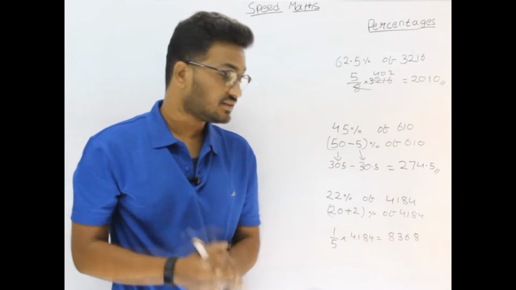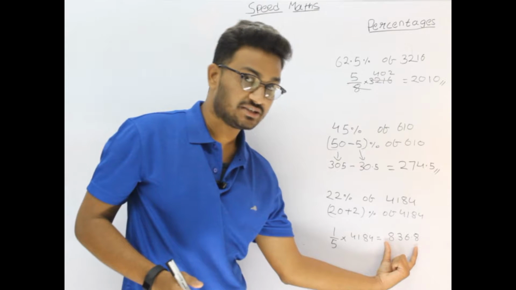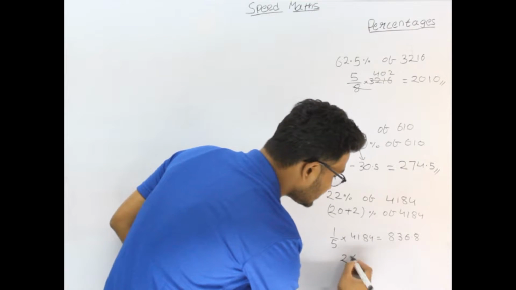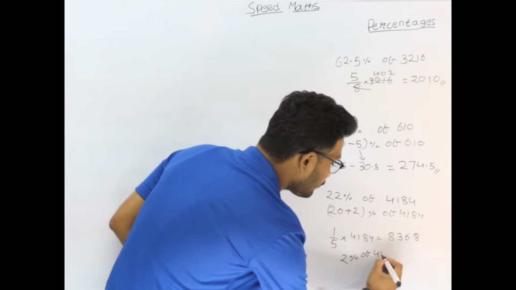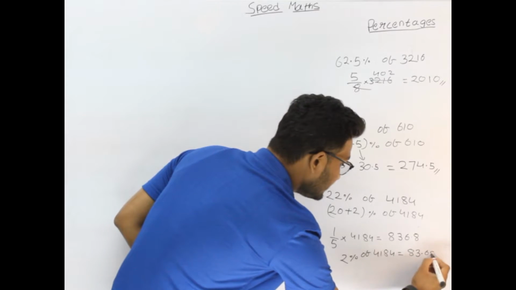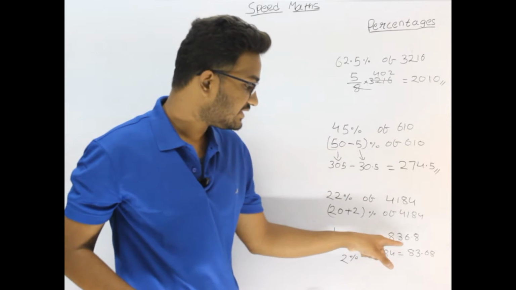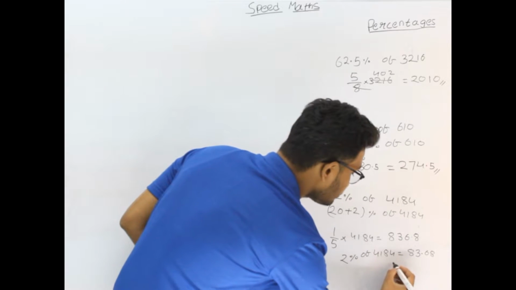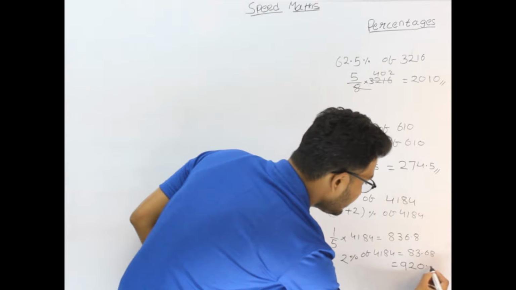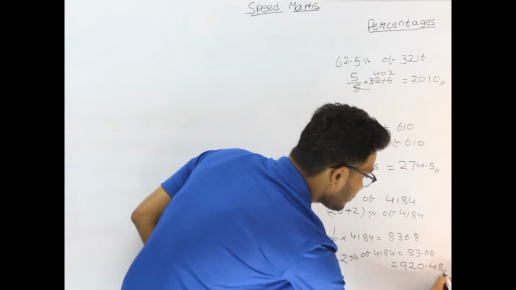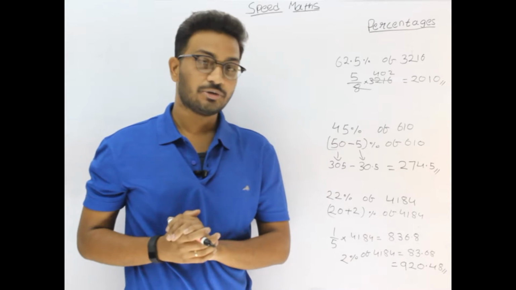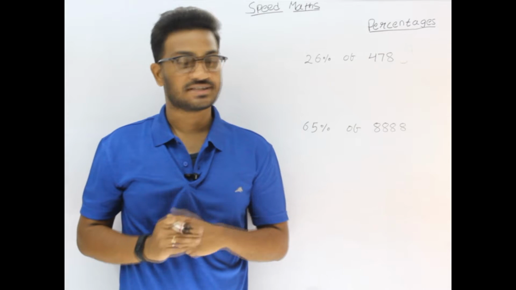So what is 2%? We have to just divide this 20% value by 10, which will give us 2%. So 2% of 4184 is 83.68. Now we have to add these two numbers, which will give us 920.48. So the value of 22% of 4184 is 920.48. Let us see some more examples.